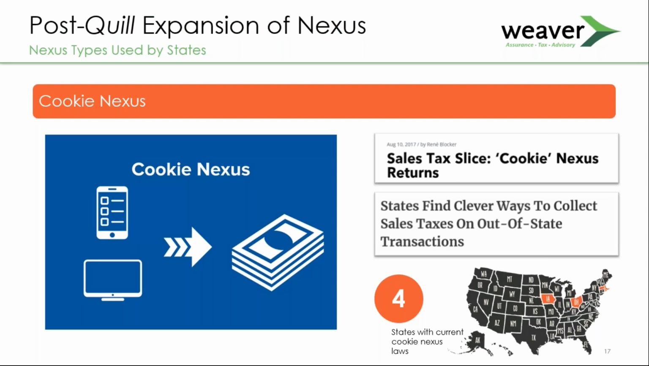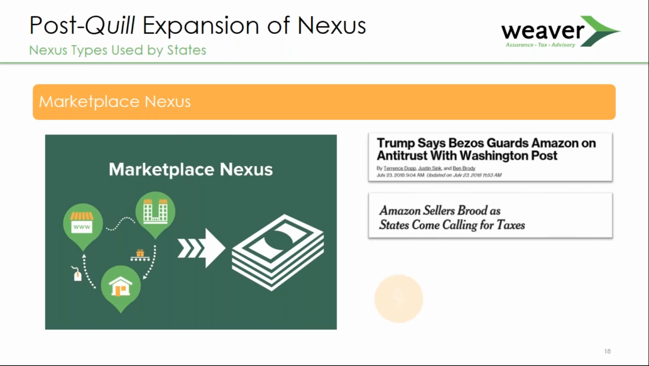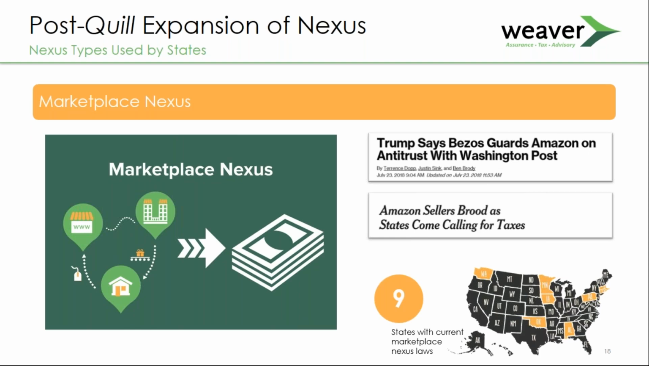Okay. And then we have Marketplace Nexus. They are really reaching here with Marketplace. Yeah, this is pretty aggressive right here. This is where the states couldn't get a lot of the individual mom and pop sellers or the smaller sellers to register and collect the use tax, so then they just went after the marketplace facilitator.